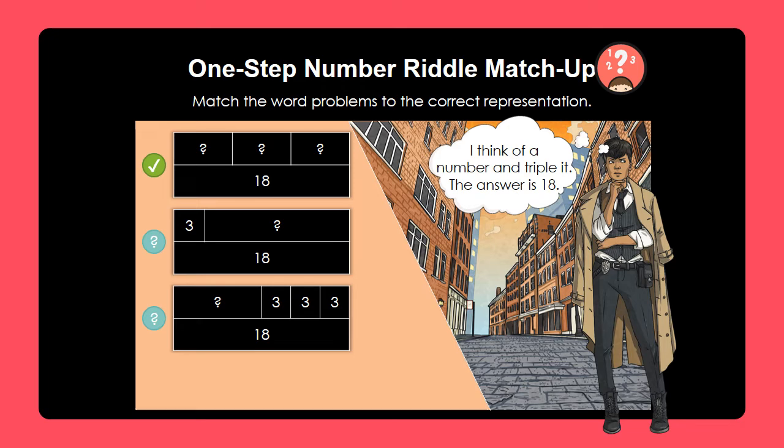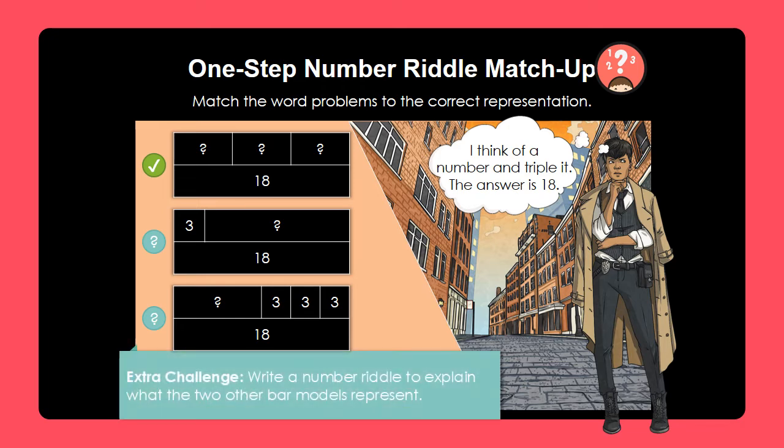Now have a look at the other problem shown on the screen. I want you to have a go at writing a number riddle to explain what the 2 other bar models represent. So can you think of a number riddle for the other 2? Pause the video here and write them down. Excellent. Did your riddles look like this?